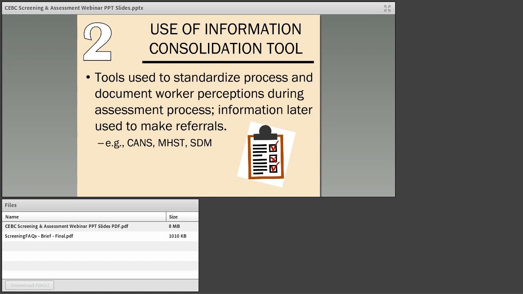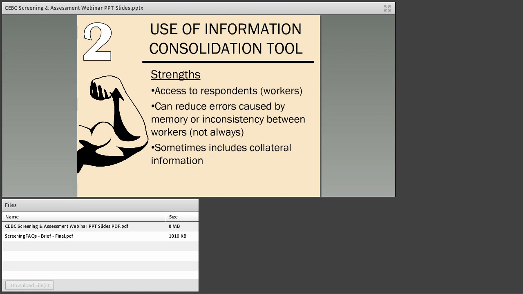So these tools are really methods of standardizing and consolidating information that's gathered during an assessment that's conducted by child welfare. Some strengths to this is that we have access to the respondents, the workers. That's part of their job, is to respond to these tools. And it can reduce errors caused by memory or inconsistency between workers. Not always, but that's part of the goal, and training is a big part of that. And sometimes it includes collateral information, so workers can look at the case file or talk to other people involved in the case, and include that into these tools.